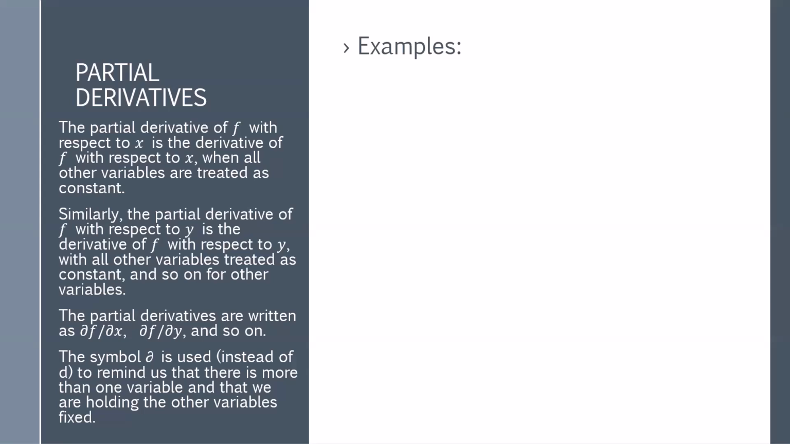The partial derivatives are written partial f by partial x, or partial f, partial y, and so on. The italicized d is used instead of the uppercase D to remind us that there are more than one variable and that we are holding the other variables fixed.